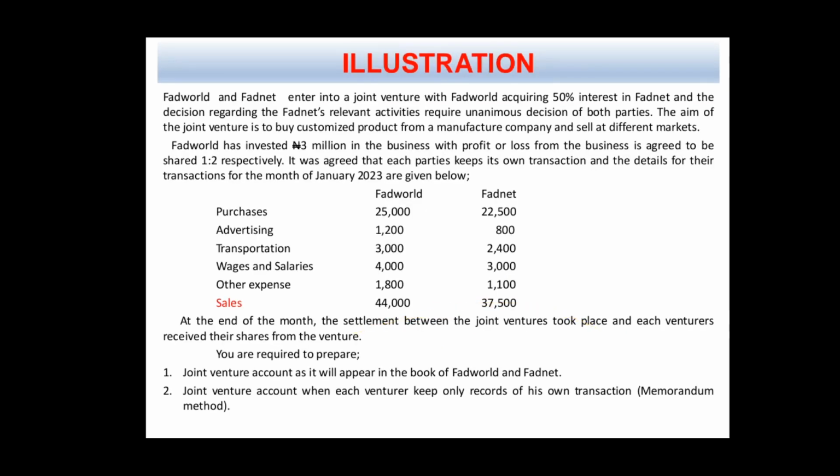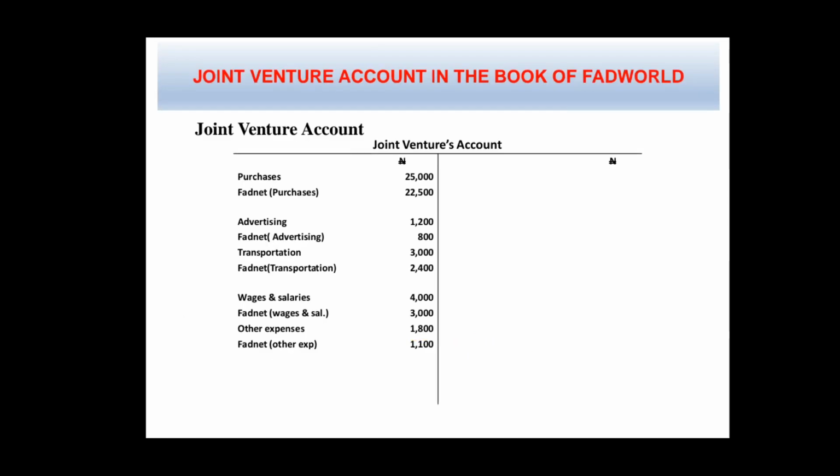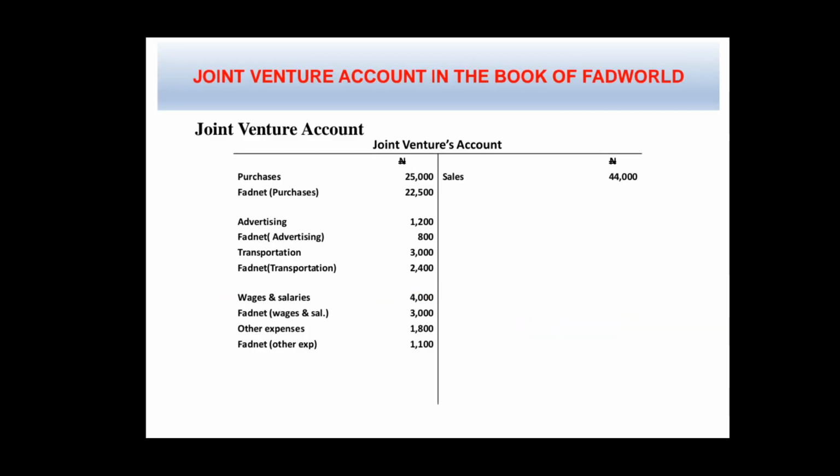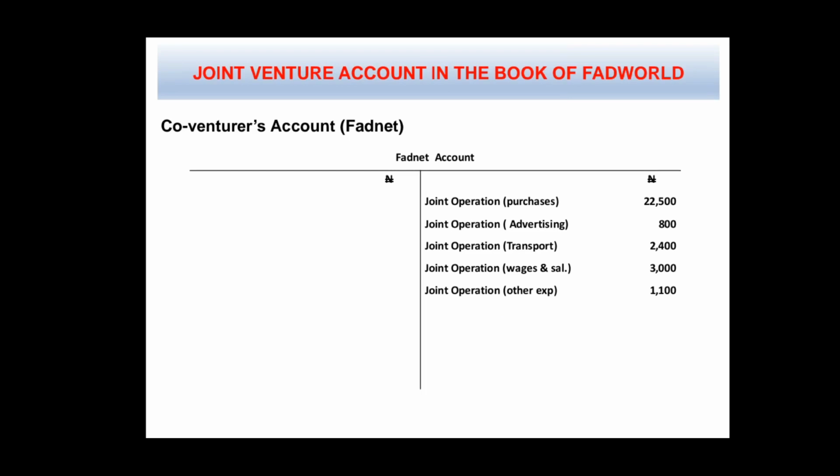Then the next entry is sales. The amount of sales for Fadward is 44,000 naira. Joint ventures account. Remember, this time around, this is sales that will be credited to the joint ventures account. So we have sales 44,000 naira. For Fadnet, it's 37,500 naira. It's the same thing. Go back to our joint ventures account. We have Fadnet in brackets sales 37,500, while the corresponding debit entry goes to the Fadnet account. Let's go to the Fadnet account. So that means we are going to debit the account with joint operation in brackets sales 37,500 naira.